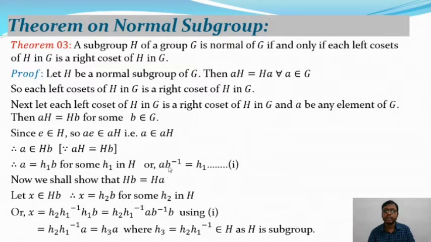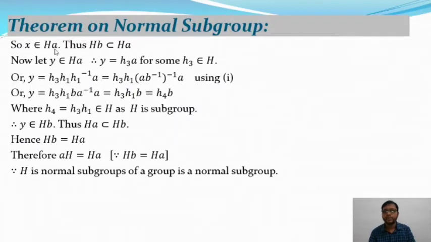Okay, so putting this value in that section we'll get H2 into H1 inverse into AB inverse into B. And you know that B inverse of B is equal to identity. So X is equal to H2 into H1 inverse into A. And H2 into H1 inverse belongs to H. Say H3 is equal to H2 into H1 inverse, and it belongs to capital H, as H is a subgroup of G. So therefore X is equal to H3 into A. So from this we conclude that X belongs to HA.